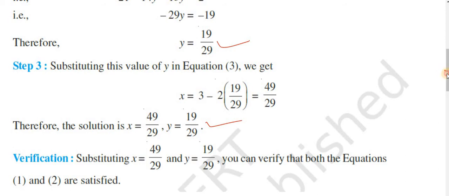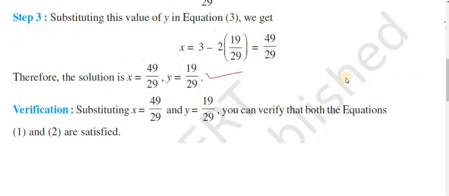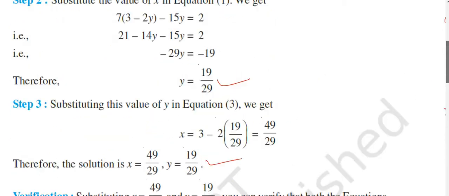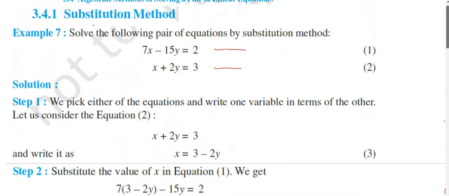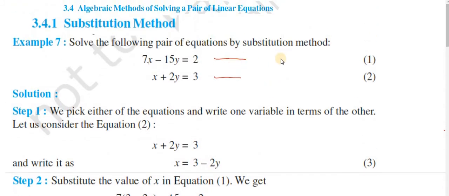Okay, and one more step is there, verification. This verification is not necessary all the time, only for your confirmation the verification step is required. Substitute x is equal to 49 by 29 and y is equal to 19 by 29 and verify that both equations 1 and 2 are satisfied. We substitute the x and y values in equation 1 and equation 2. If the LHS and RHS are equal, then your answer is correct. So let's check it once.